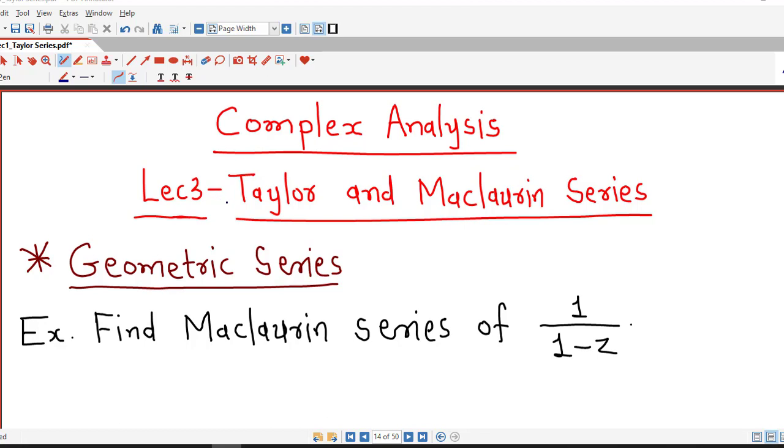In this lecture we will do some more examples on Taylor and Maclaurin series of complex functions. We start with this first example. Find the Maclaurin series of the function 1 over 1 minus z, and we will show that the Maclaurin series of this function is nothing but the geometric series in complex variable z.